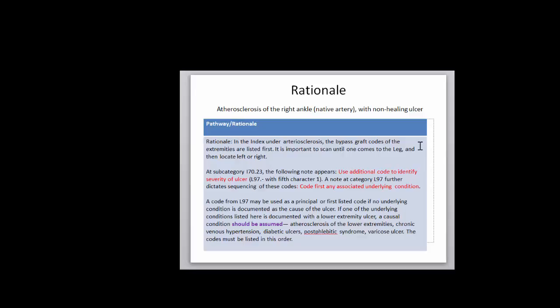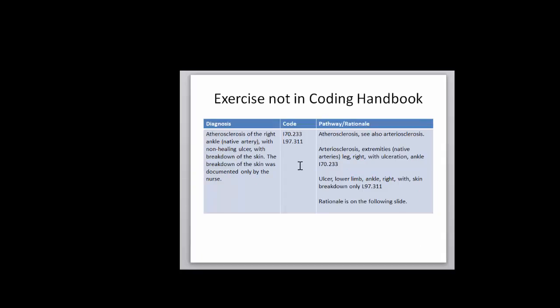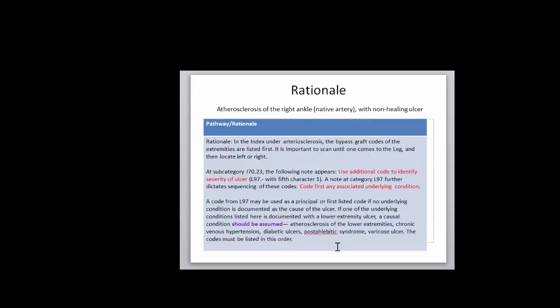Also, at the I70.23, there is an additional code to identify the severity of the ulcer, and a code first any underlying conditions. So you can see where, in the previous slide, we did code that arteriosclerosis first, and then our ulcer code. And it's telling us that we could use the L97 code as a principal if no underlying cause had been documented. But because we did have the arteriosclerosis documented, we're going to sequence that first, and the L97 would be a secondary code in this case.